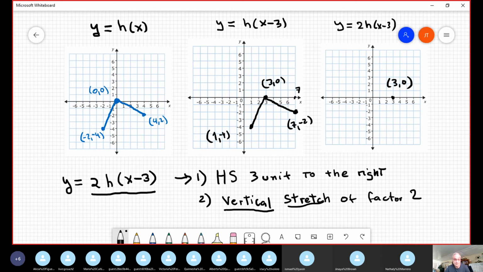This point is (1, -4). You multiply by 2, the y component is -8. So this point is the point (1, -8), and the line segment now looks like that.